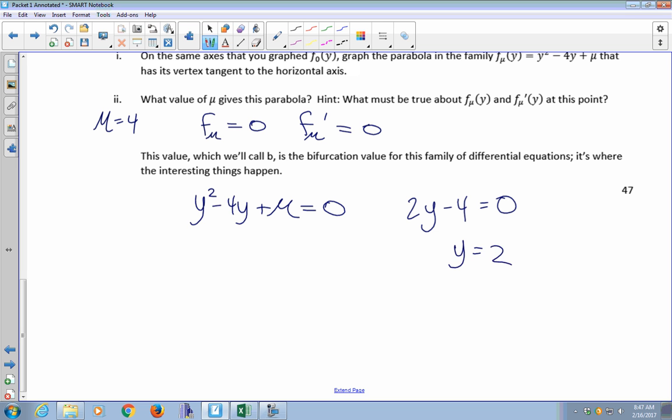So here we get y is 2. Plug that in over here. 2 squared minus 4 times 2 plus mu equals 0. So that's 4 minus 8, negative 4 plus mu equals 0. And you get mu equals 4, which is what we saw visually.